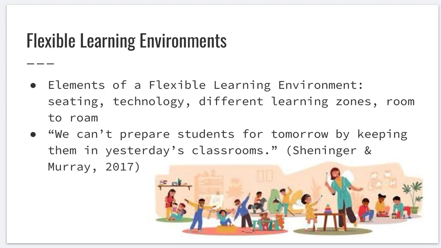All right, next I want to talk about flexible learning environments. This is something we learned in this course a lot. Flexible learning environments are anything from flexible seating, technology, different learning zones. So for example, you could have one zone that's more of a quiet zone and one zone where students are collaborating, and giving students room to roam. All of that relates to flexible learning environments.